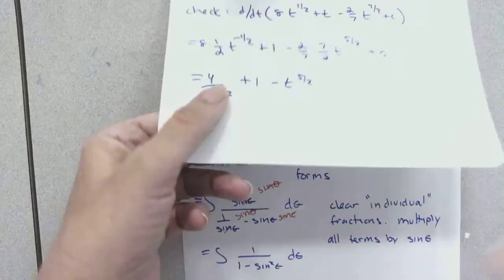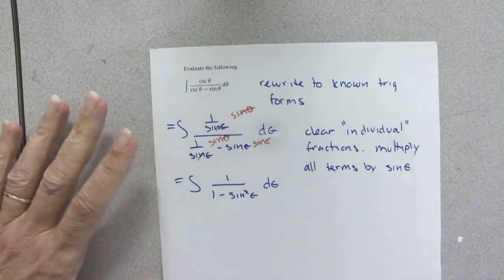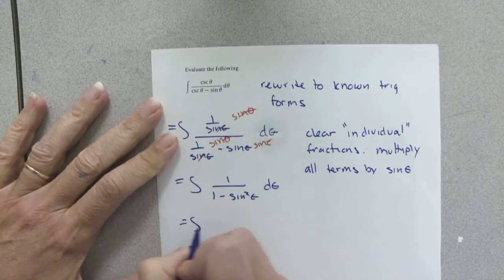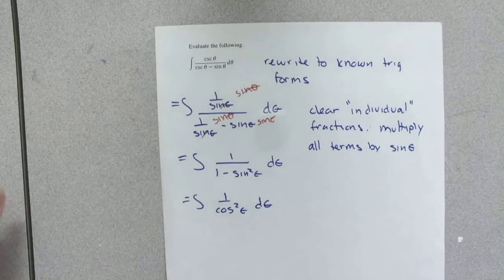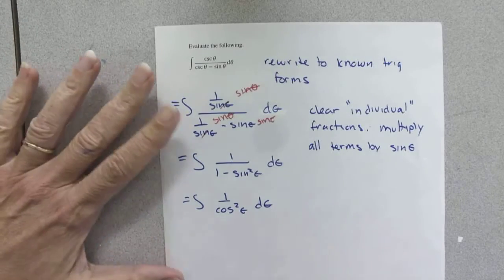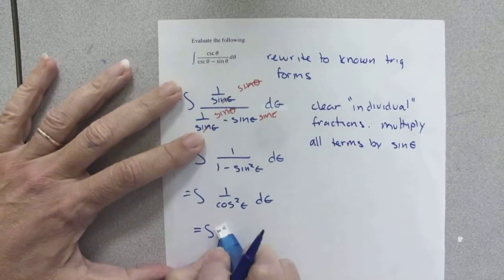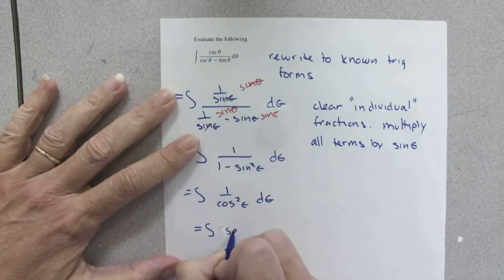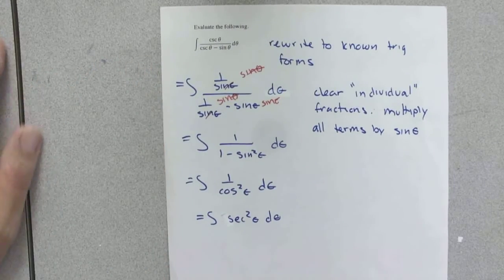Okay, it's a little prettier, but it's still not one of the trig integrals I know. But now there's some obvious trigonometry here. All of us should know that 1 minus sine squared is cosine squared. We all should absolutely know that. You've got to know those basic Pythagorean trig identities. And then more basic trigonometry. 1 over cosine is secant. And so this is secant squared theta.